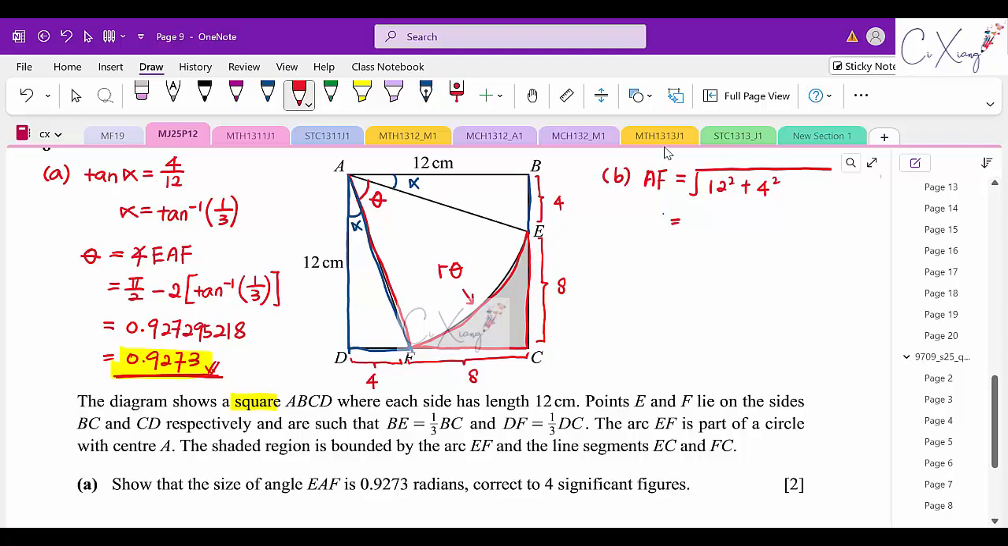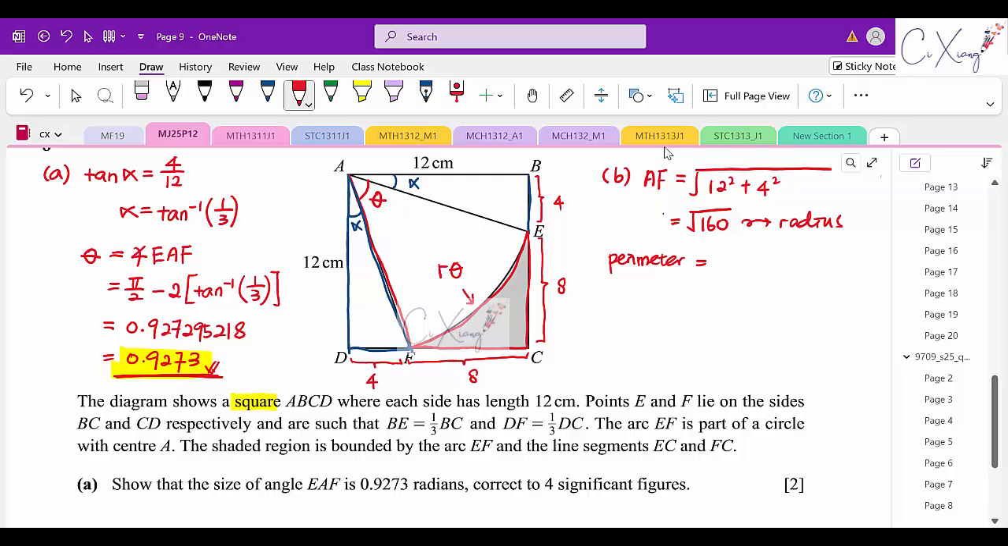And by right, you'll be getting square root 160. So this is the radius of the sector. Okay, then after that, we want to find the perimeter. So how to find the perimeter again?